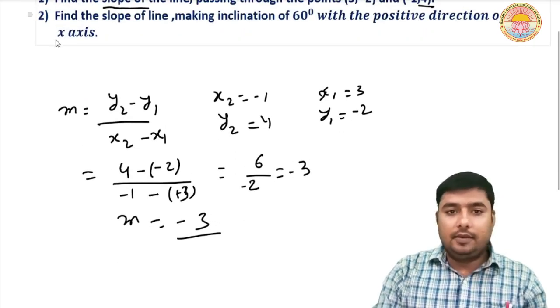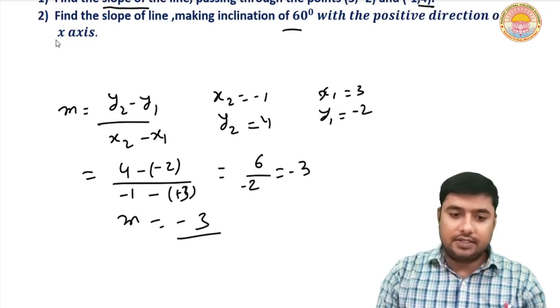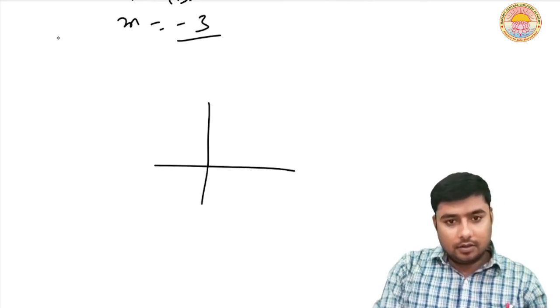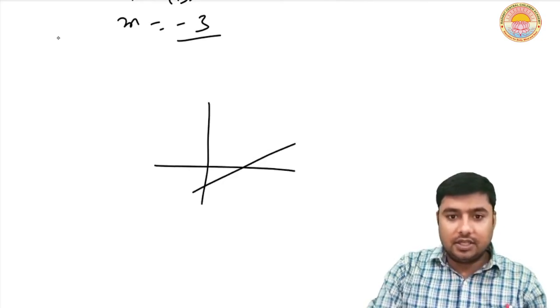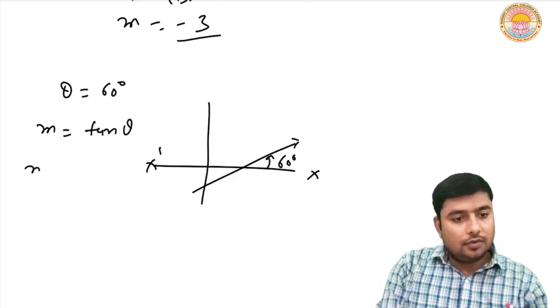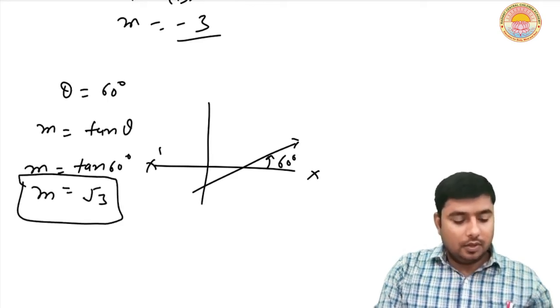If a line makes an inclination of 60 degree with the positive direction of the x-axis, what is its slope? Here it is given that the line makes an angle of 60 degree with the positive x-axis, that means this angle is 60 degree. So theta equals 60 degree, and we know that m equals tan theta. So m equals tan 60 degree, which equals √3. This is the slope.